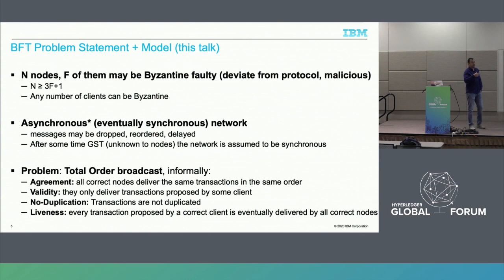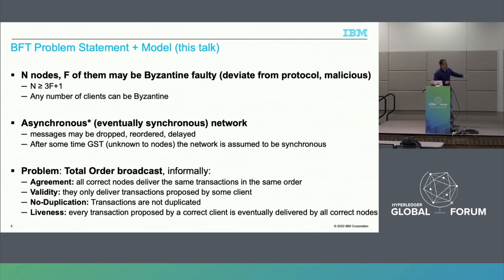Validity: they only deliver transactions proposed by some clients, so you will not get garbage on your blockchain, right? So there will not be the ability of malicious nodes to produce something that just appears on the blockchain. No duplication: transactions are not duplicated. There are different mechanisms for how this can be solved.